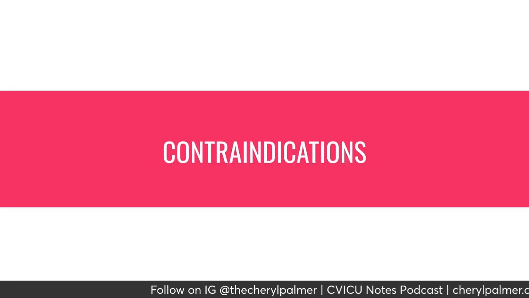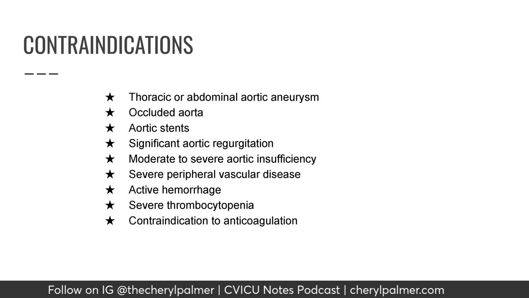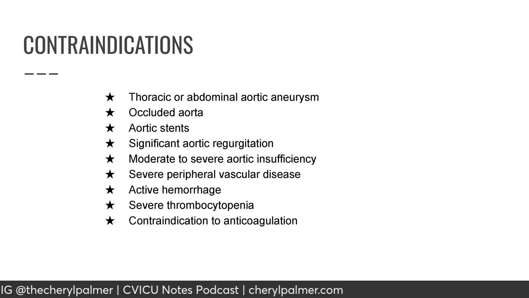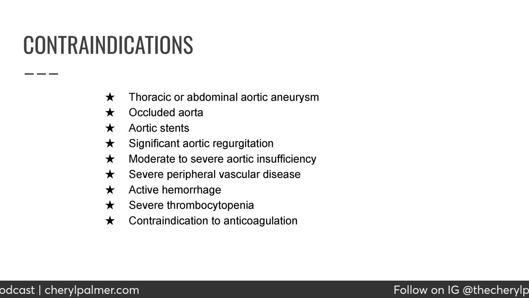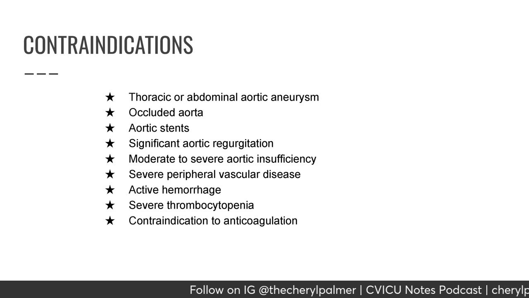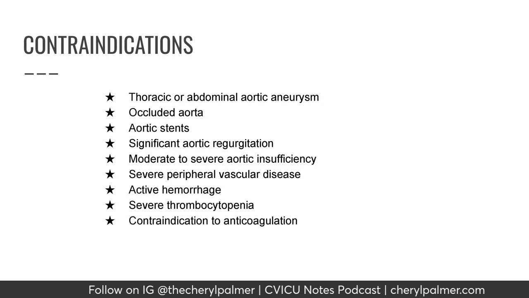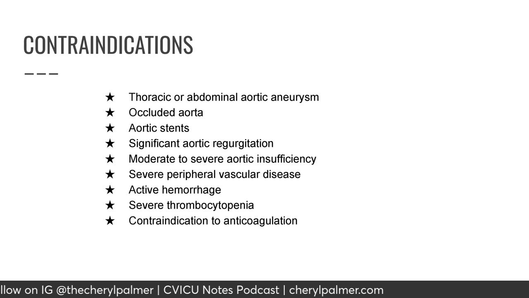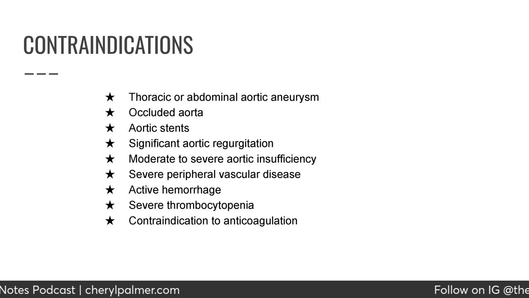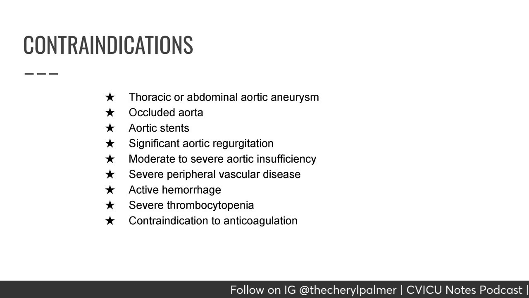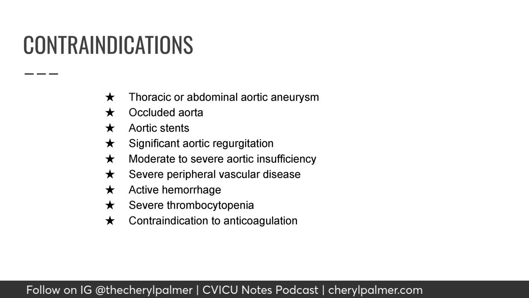Here are the contraindications for the balloon pump. Thoracic or abdominal aortic aneurysm, an occluded aorta, aortic stents, significant aortic regurgitation, moderate to severe aortic insufficiency, severe peripheral vascular disease, active hemorrhage, severe thrombocytopenia, and a contraindication to anticoagulation. With the balloon pump, the person has to be on an anticoagulant.